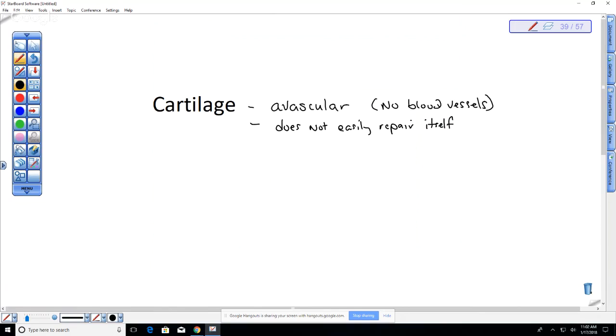So if you get damage to the cartilage, it is actually, in some sense, worse than when you damage a bone, right? When you break a bone, bone is vascular. Bone has blood vessels innervating it and carrying nutrients, and bone can repair itself. But cartilage doesn't repair itself very easily, right? So oftentimes when we get a tear in the cartilage, like in your knee, you have to go in and surgically repair it because it's not going to repair itself anytime soon, right? So it's avascular. So the types of cells are called chondrocytes.